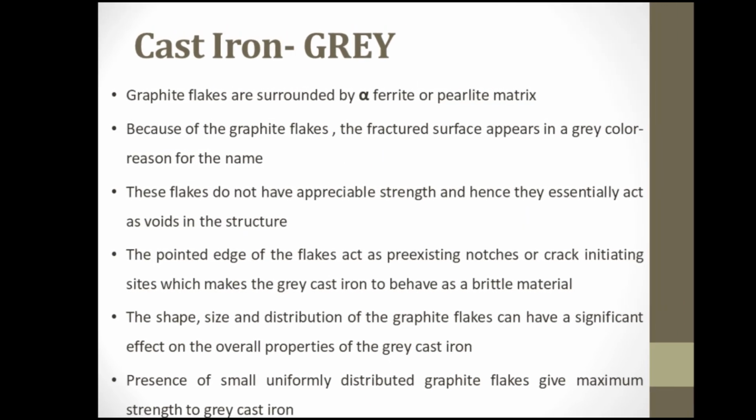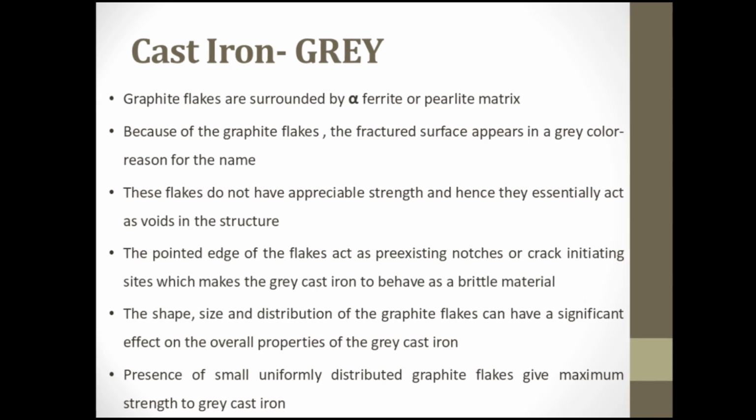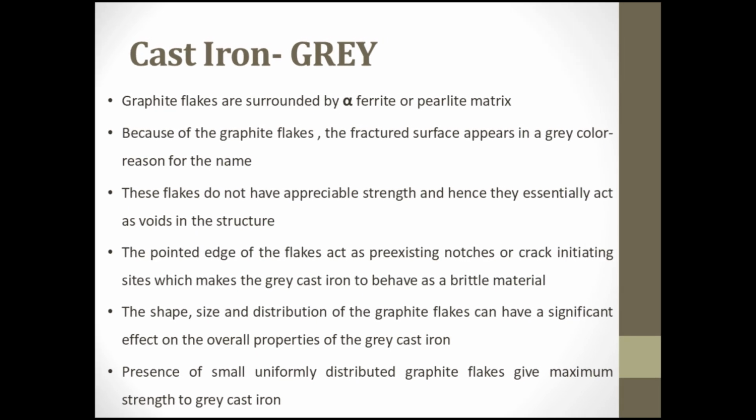Cast iron grey: graphite flakes are surrounded by an alpha ferrite or pearlite matrix. Because of the graphite flakes, the fractured surface appears grey in color, the reason for the name. These flakes do not have appreciable strength and hence they essentially act as voids in the structure.